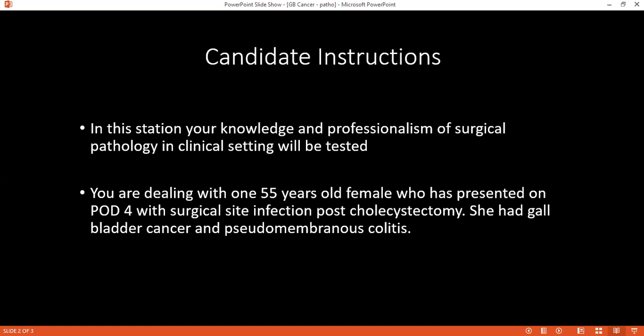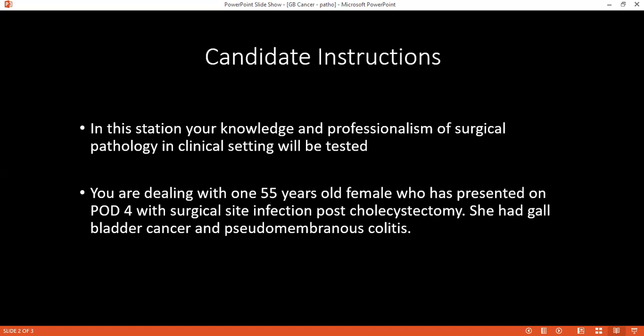Very good. Okay. Can you please tell me what are the most common risk factors which lead to the formation of gallbladder carcinoma? Female, obesity, cholelithiasis, gallbladder polyp more than 1 centimeter, age more than 70 years, family history, smoking. All right.